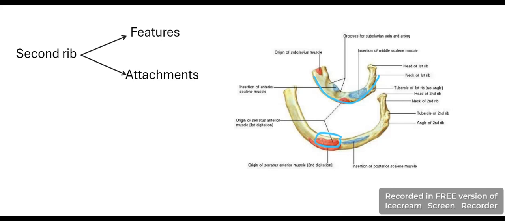Now there is a short costal groove on the posterior part of the surface. There is a short costal groove on the posterior part. See, this is the posterior part. There is a short groove. Okay.